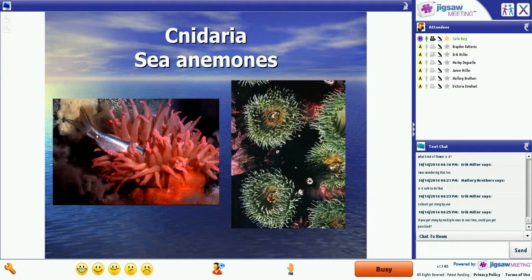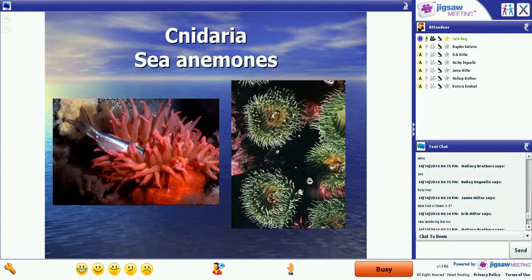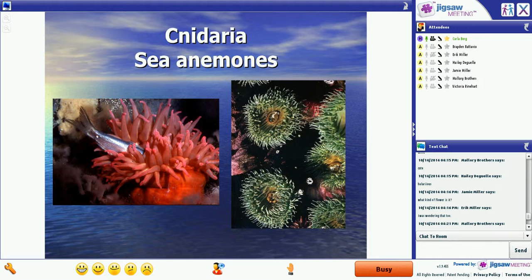This has radial symmetry. There's lots of different places where a sea anemone can be divided, and you end up with two equal halves. Now, there were a couple of questions that just came up that I want to address before we go on. The first one was, I think, from Eric. If you get stung by multiple ones at the same time, could you get paralyzed?